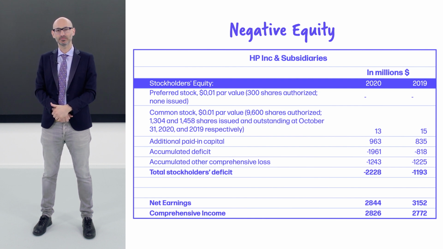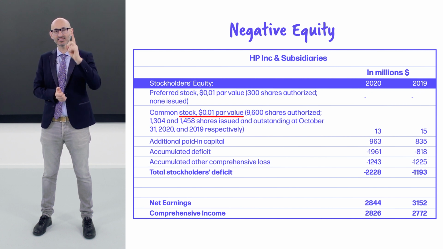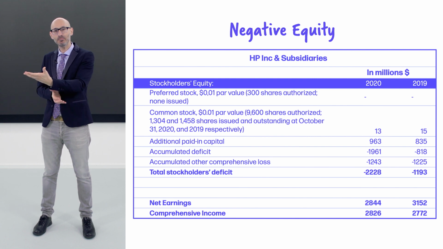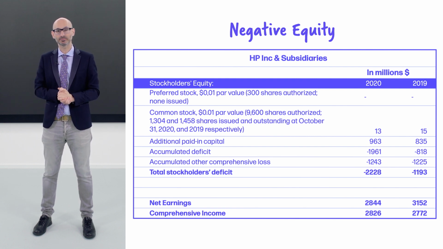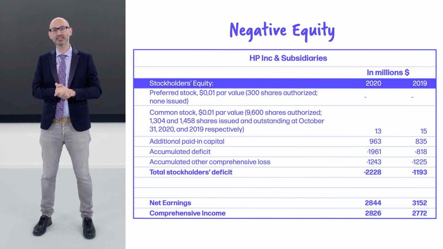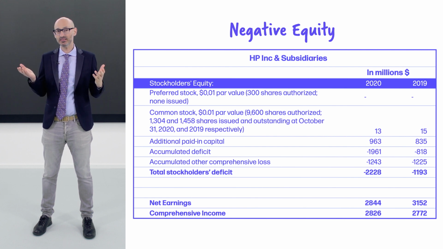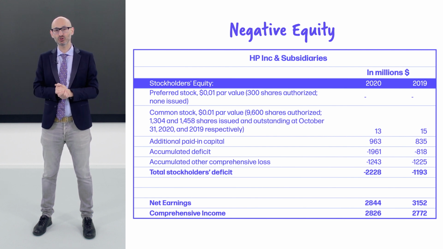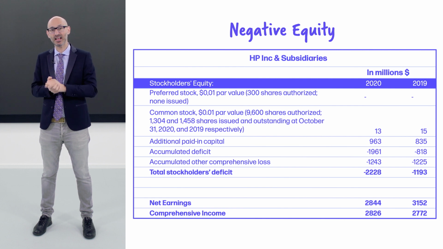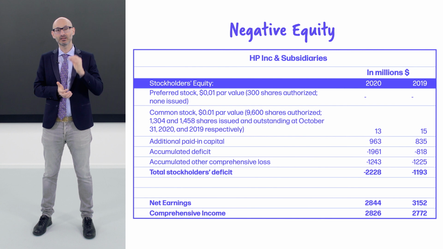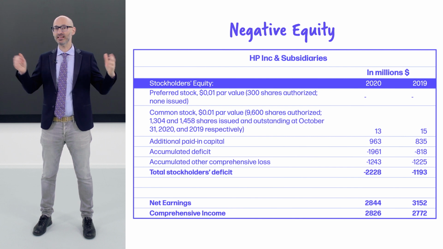Look at HP. They have no preferred stock and have common stock issued at 1 cent of par. The rest is in paid-in capital of $963 million. As you notice, the common stock number is way smaller than the paid-in capital. Since, as expected, the par value of the common stock is put at 1 cent. All you need to know is that the total common stock, including paid-in capital, is 963 plus 13, which is 976 million. They have no retained earnings.